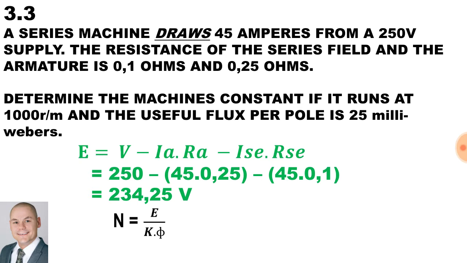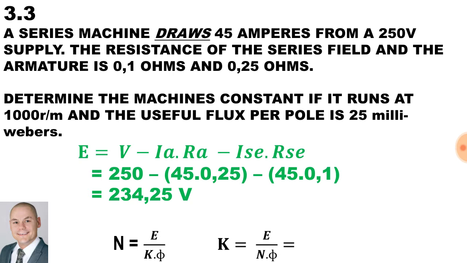So we use this formula from our formula sheet. Speed is equal to the generated EMF over the constant and the flux per pole. To manipulate this equation to get the constant on its own, it'll be the generated EMF divided by the speed and the flux per pole. The generated EMF is 234,25 volts and the speed is 1000 revs per minute. The flux per pole in Weber is 0,025 and therefore our constant is 9,37.